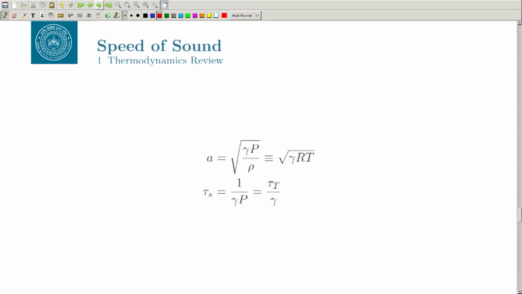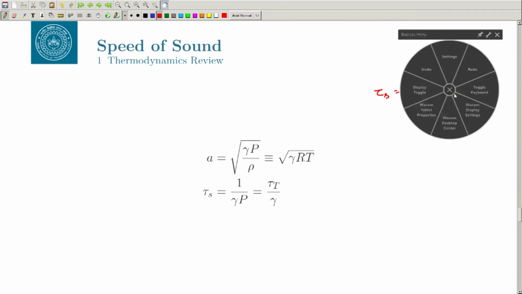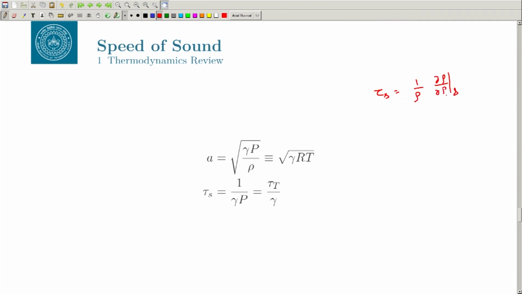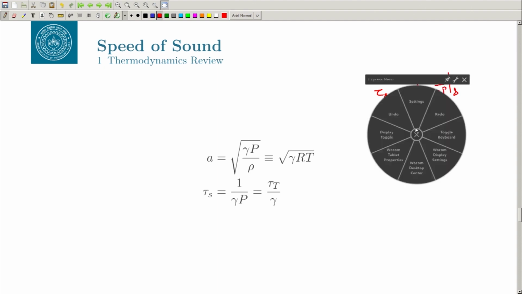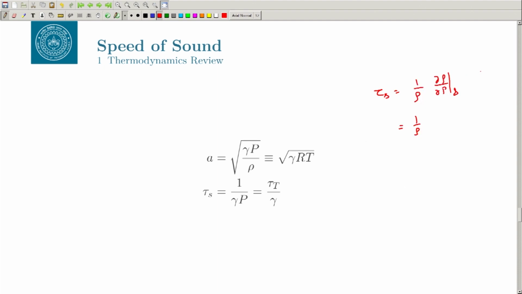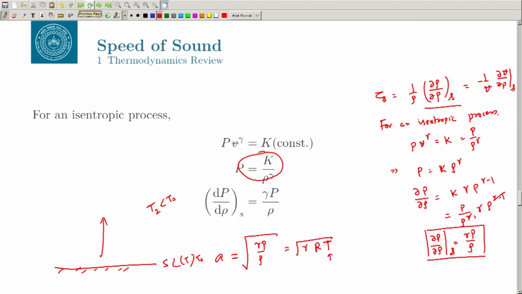Secondly, you can also use this for the isentropic compressibility. Remember, tau s was 1 by rho d rho by dP at constant entropy, and we saw that dP by d rho at constant entropy was gamma P by rho.